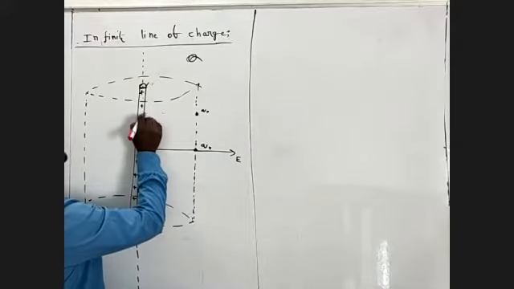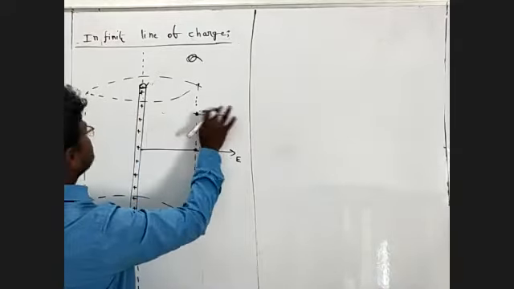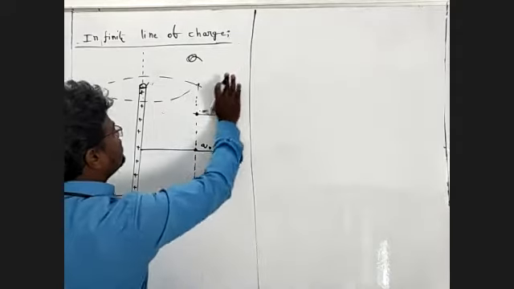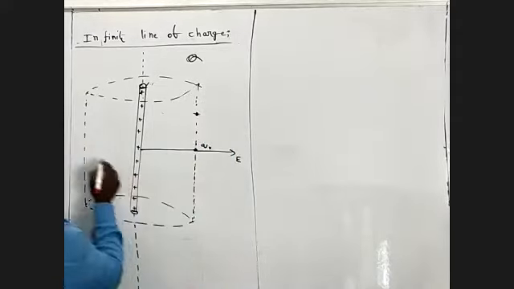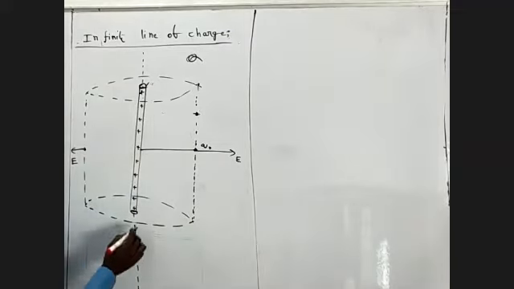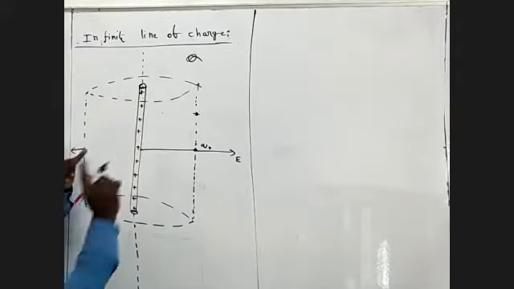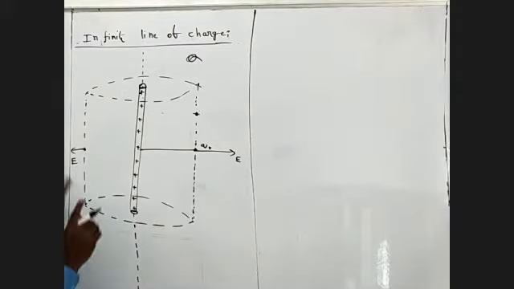At this place too, the positive charge will repel Q naught in this direction. This is the direction of electric field. Now here the direction of electric field is this direction. So first I constructed the Gaussian surface.